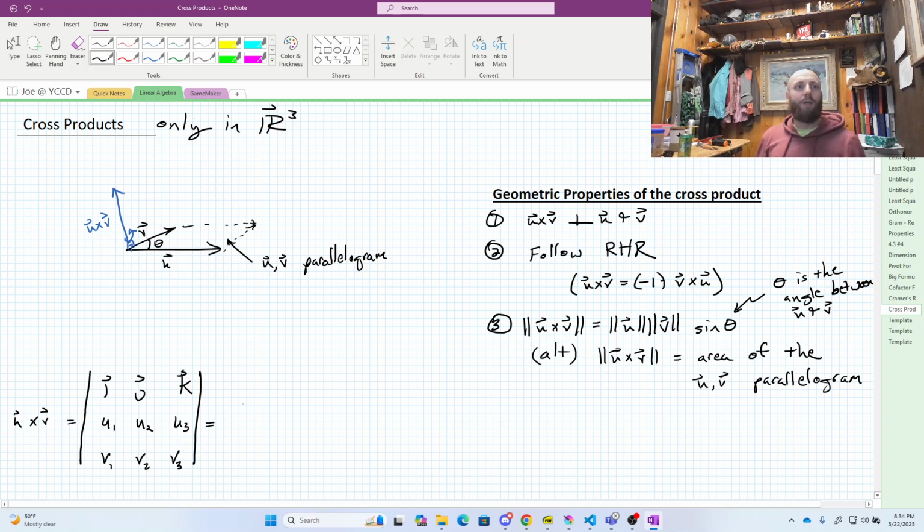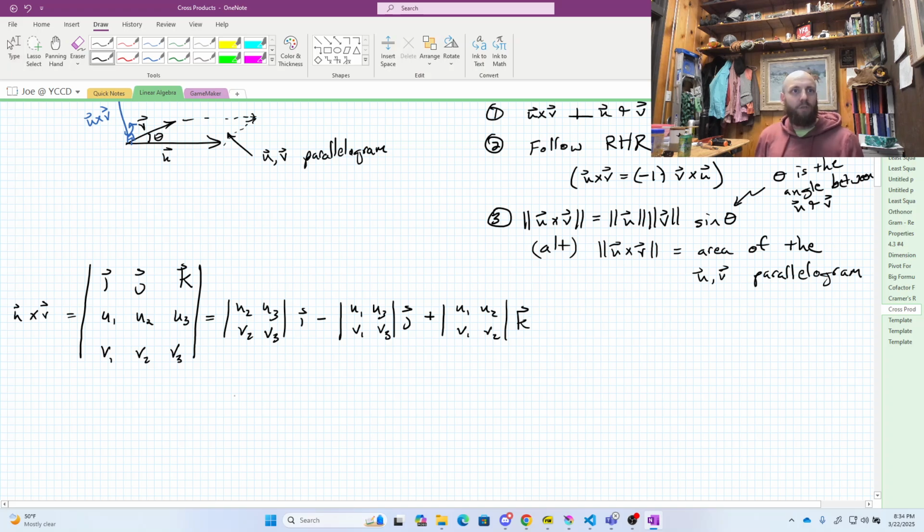To calculate that, I'm going to use the cofactor method, right? So it's the determinant of u2, u3, v2, v3 times the vector i, minus the determinant of u1, u3, v1, v3 times the vector j, plus the determinant of u1, u2, v1, v2 times the vector k.